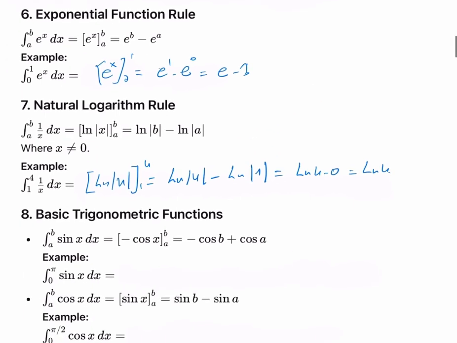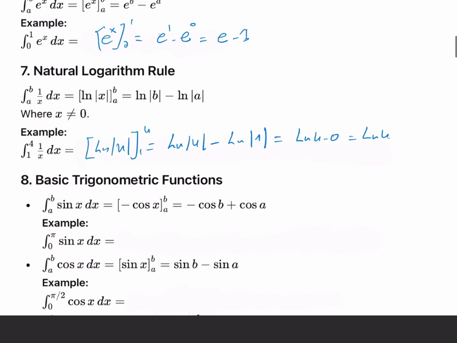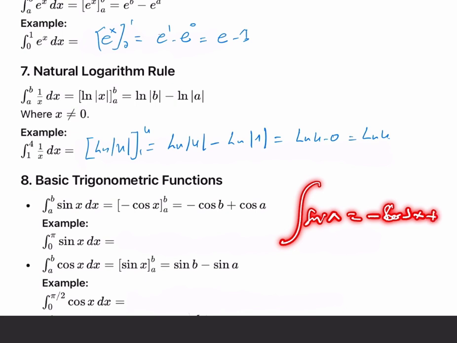Now we can see some basic trigonometric functions. Here I will talk about just the sine and the cos, but for a deeper understanding there are also the tangent and the cotangent and the cosecant and the sec. So the integral of sine x dx in the interval a to b is minus cos x. Also for the indefinite integral, the integral of sine x is minus cos x plus c. Here we have minus cos x inside the interval.